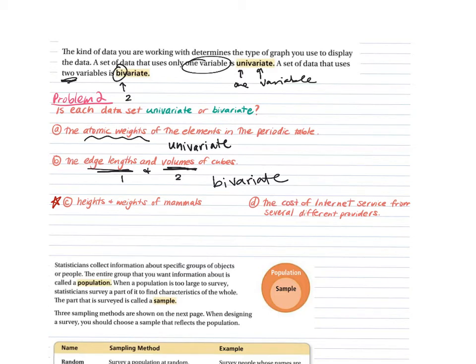Okay, so the ones for you to do on your own, again, you don't need to press pause. Let's just think about heights and weights of mammals. Is that one or two variables? And then D, the cost of internet service from several different providers. Is that one or two variables? Come up with an answer. Okay, here you can see this is two variables, so this is bivariate. This one's a little bit more confusing, right? It's from several different providers, but the variable is cost of internet service. There's just one, so this is univariate.